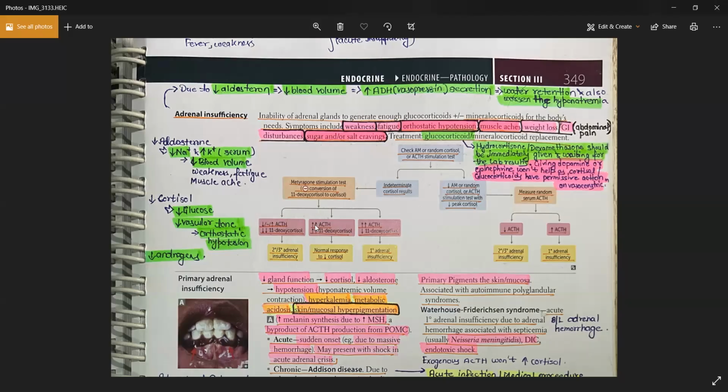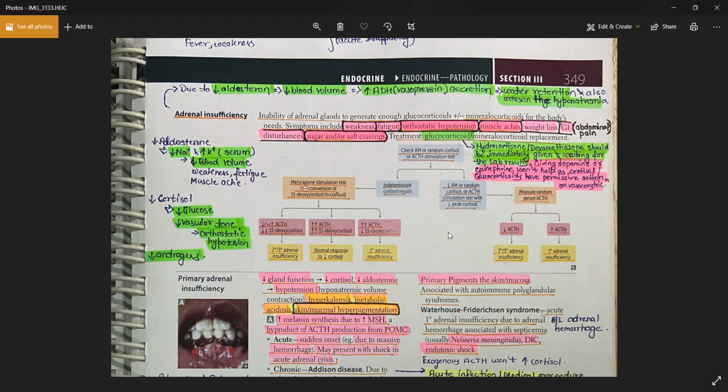If the ACTH levels are increased and the 11-deoxycortisol levels are increased, that means my pituitary was absolutely normal, and my adrenals are also responding to the ACTH. That's why I'm having the 11-deoxycortisol level high. So that means a normal response to the decrease in cortisol. If you have a high ACTH but a low deoxycortisol, that means my pituitary was intact, but my adrenals are not responding to the ACTH, which means it is a primary adrenal insufficiency. Is that okay for everyone?